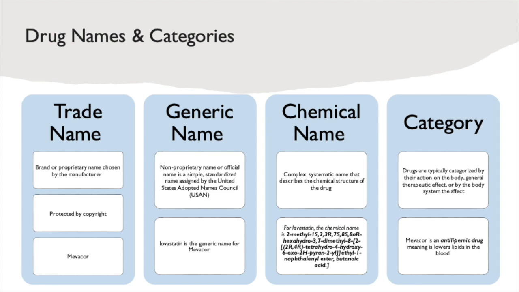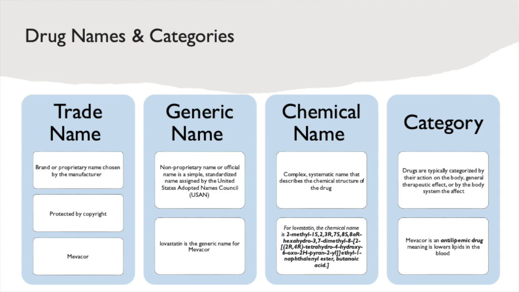First, we have the trade name of a drug. This is also known as a brand or proprietary name. It's a name chosen by the manufacturer and is protected by copyright. An example of this is Mevacor, a cholesterol lowering drug. Next, we have the generic name, which is known as the non-proprietary or official name. This is a simple standardized name assigned to a drug by the United States Adopted Name Council. The generic name for Mevacor is lovastatin.